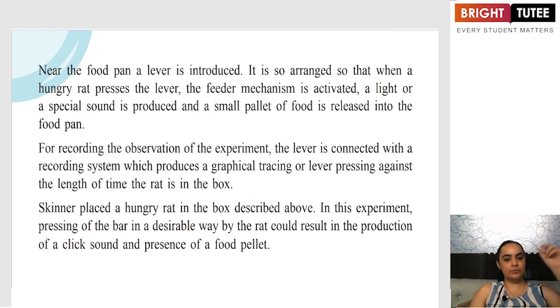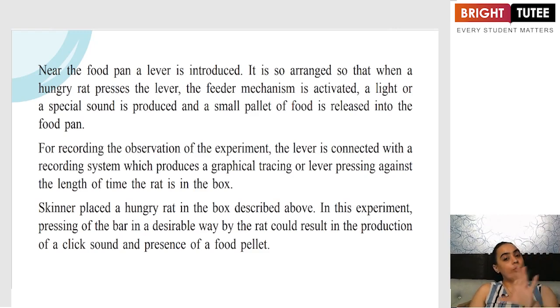A light will be there or a sound will be produced, and that is when the food will be released. So first the rat is going to press the lever. There will be a sound or a light. Following that, there is going to be food coming through the palate into the food pan.